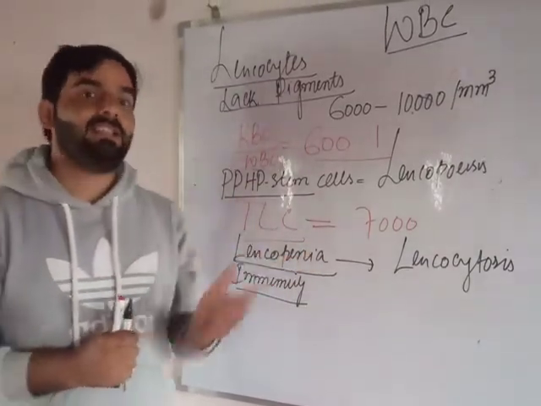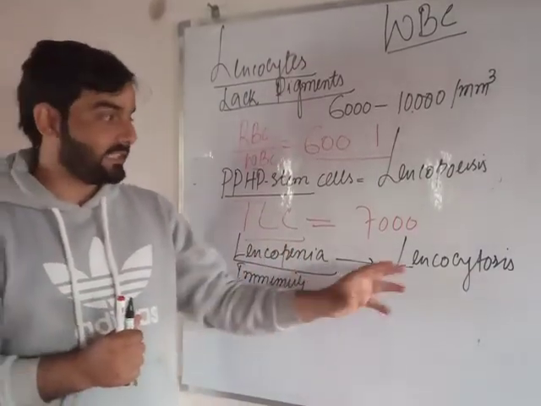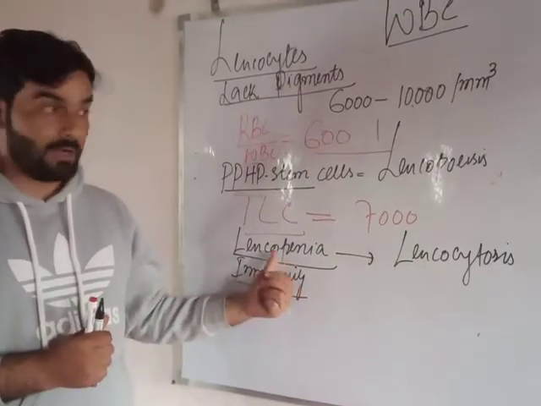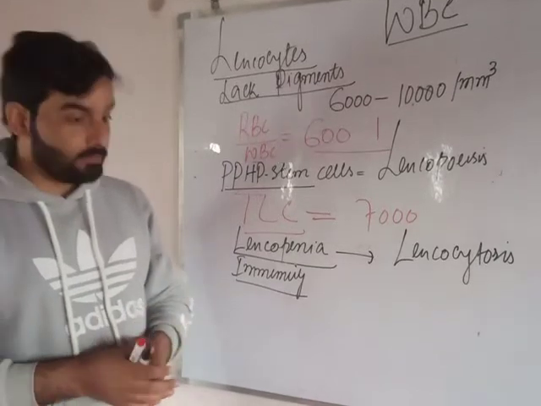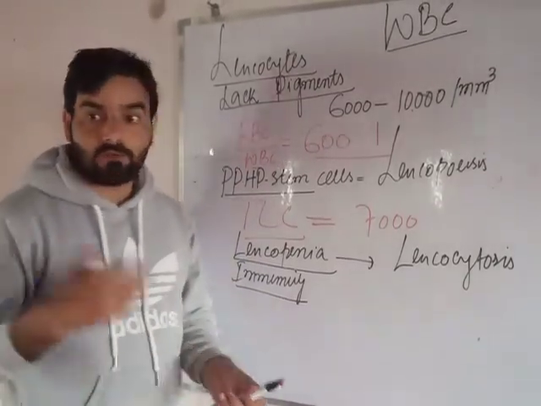They have to fight with that virus. At that time, the number will fluctuate. It will increase. It can be leukocytosis or it can be leukopenia. You have to remember these basic terms. After that, these WBCs are of 5 types.